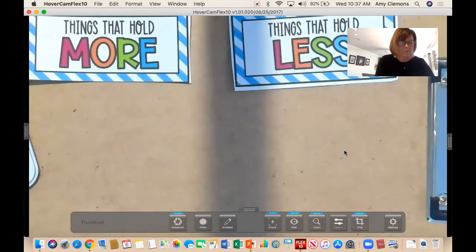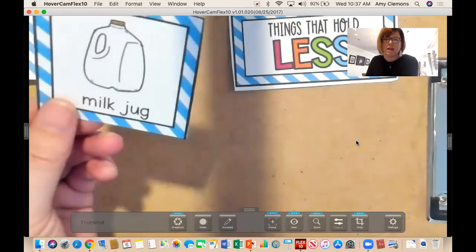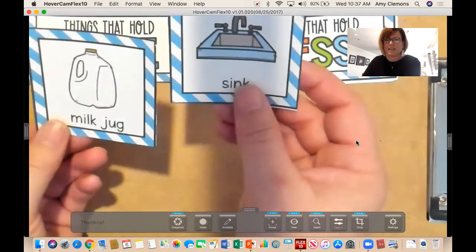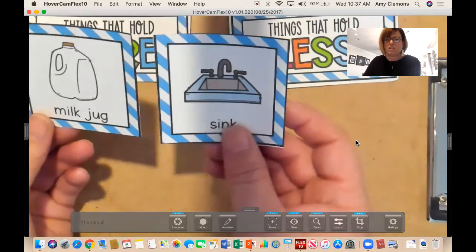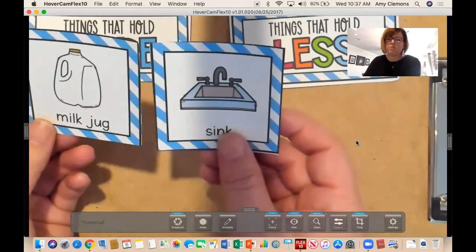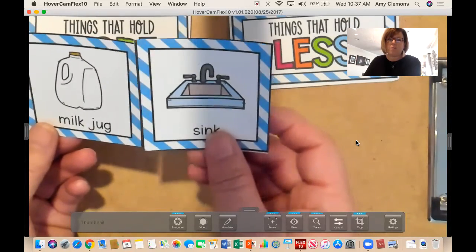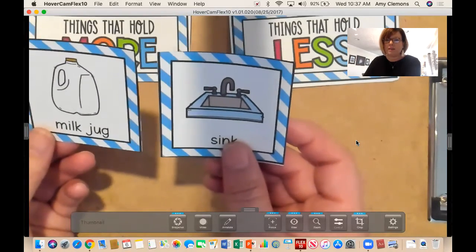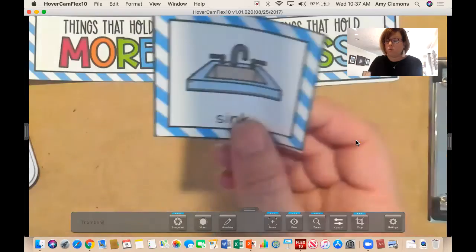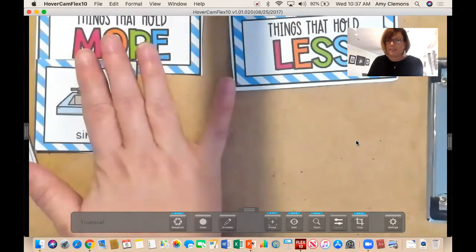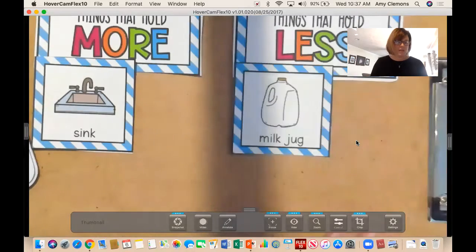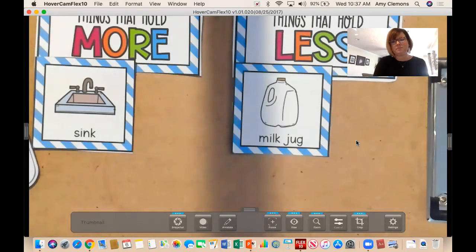Okay. So the first two objects I'm going to do are a milk jug. Can you see that? And a sink. Which one of these two holds more? If I poured the milk into the sink, would it fill that sink all the way up to the top? No, so the sink would hold more, right? And the milk jug would hold less. Good.